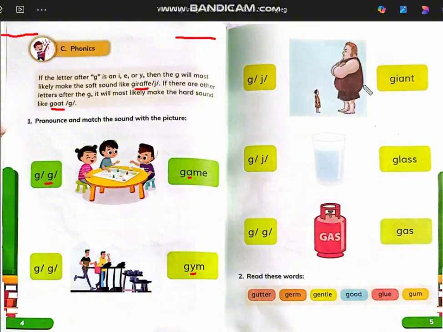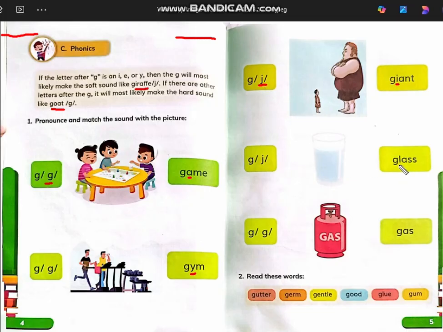Now, in this picture, the letter after G is I. And we have studied that when there is an I, the G is going to produce a soft sound, that is the sound of J. The word will be read as giant. Okay, so we are going to take the J over here. The letter G is producing the sound of J in this picture.